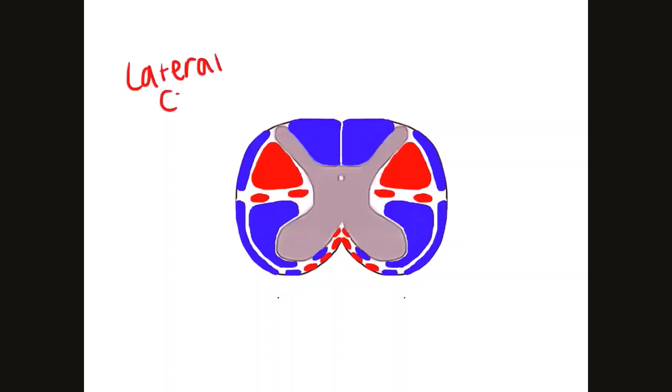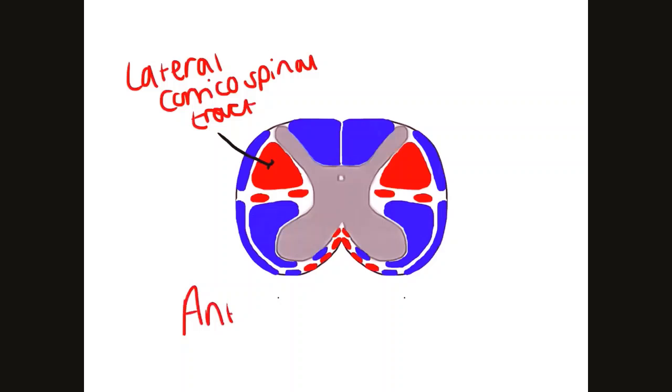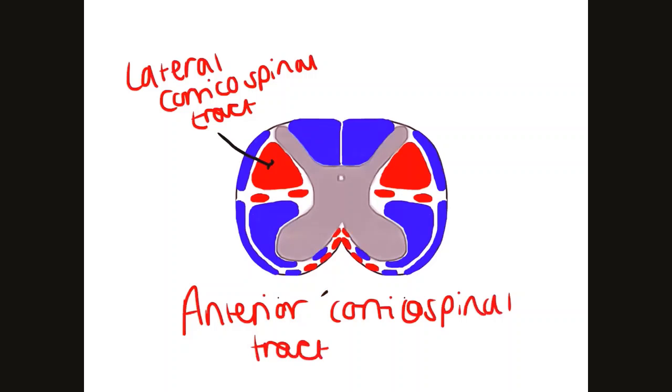The lateral corticospinal tract sits in the lateral white column of the spinal cord, whilst the anterior corticospinal tract is in the anterior white column. Both tracts are descending, so they come from the brain and send signals to the periphery.